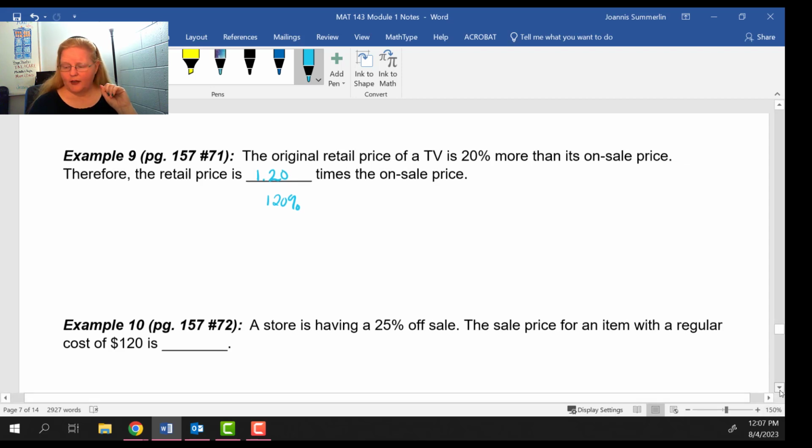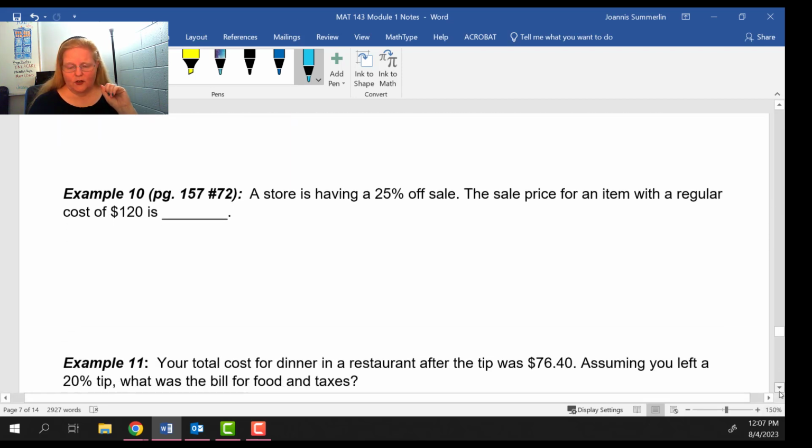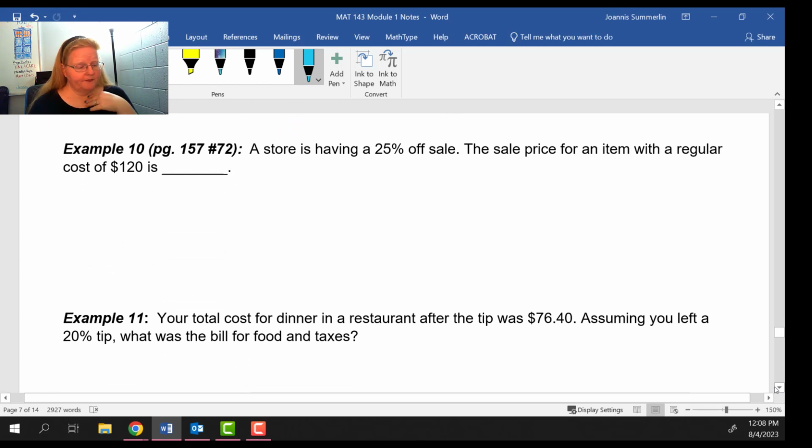I bet. A store is having a 25% off sale. The sales price for an item with a regular cost of $120 is... I can't say it. I'm not supposed to say it. Sorry, I was reading. Shh, don't say it. Sorry.